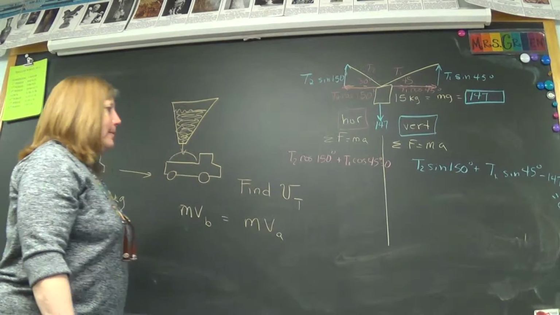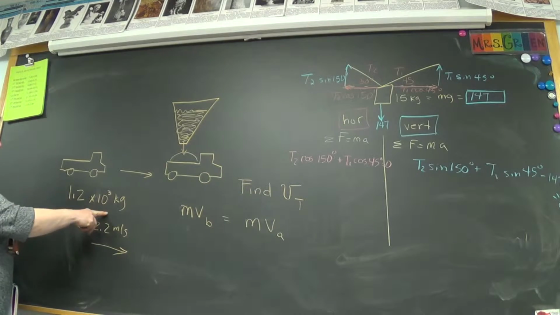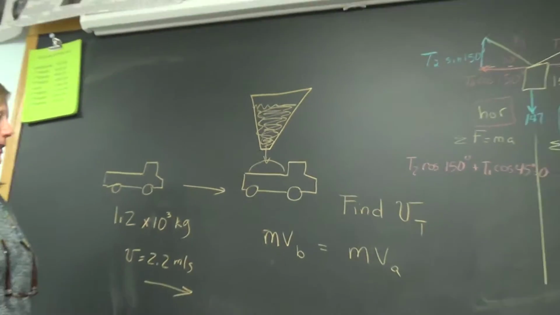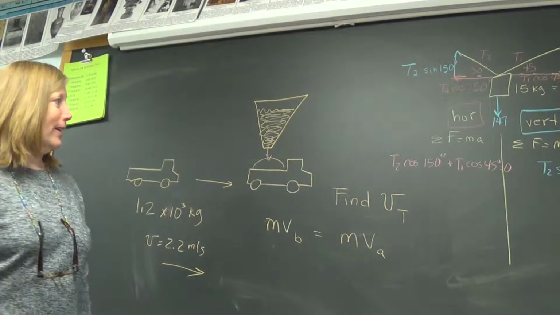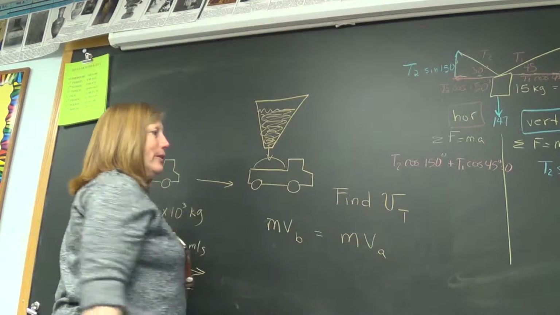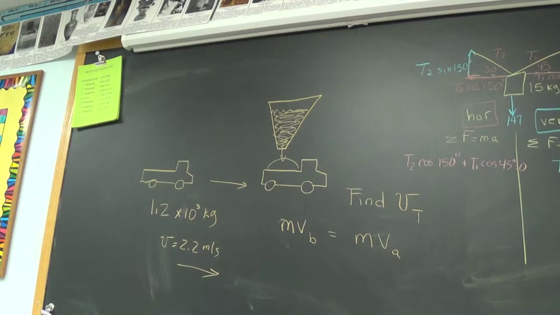Okay. This is the problem, Abby. We've got a truck that's 1.2 times 10 to the third kilograms, moving without its engine on, coasting at 2.2 meters per second. It's coming under a hopper, which is dumping corn into the back of the truck. And it's going to continue coasting, we believe, and we're finding the velocity once the corn has been dumped into the back.